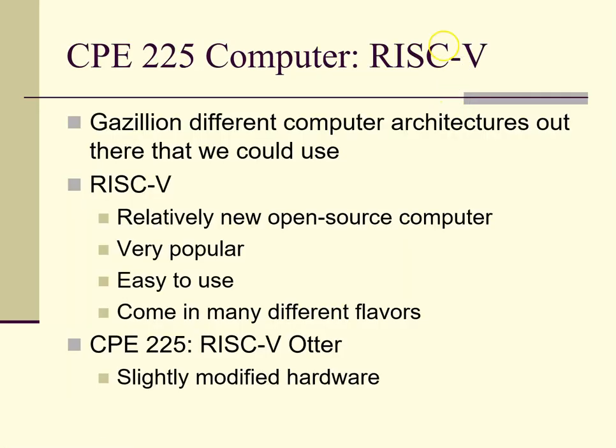We're going to be using RISC-V in this class as our computer architecture. There's a gazillion different computer architectures out there that we could be using. We're going to use RISC-V. It's a relatively new, open source computer. It's super popular, super easy to use, not super complicated. It comes in a whole bunch of different flavors, and we're going to pick a flavor that's easy to use. Particularly, we are going to use RISC-V Otter, which is what we use in 233, and it's essentially a slightly modified instruction set than the typical RISC-V. We'll talk more about that later as it becomes more pertinent.